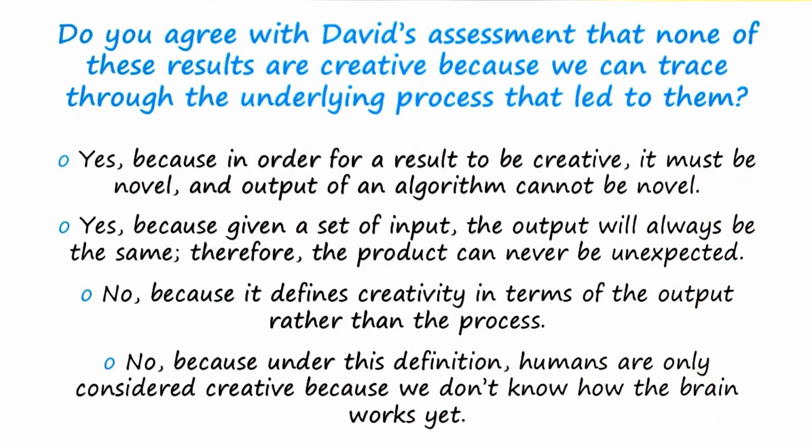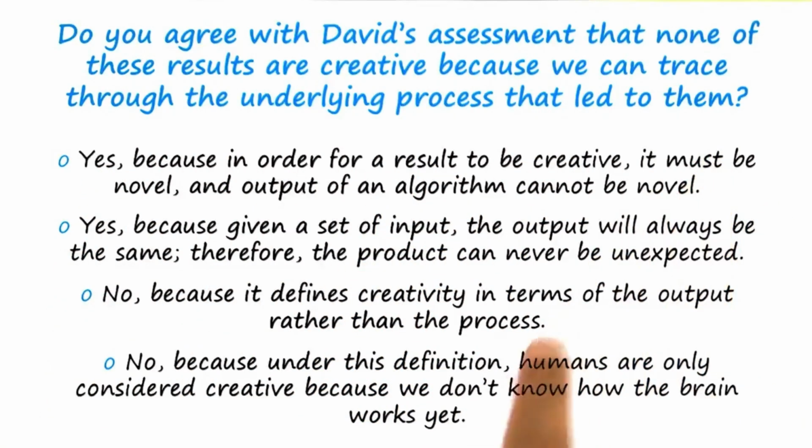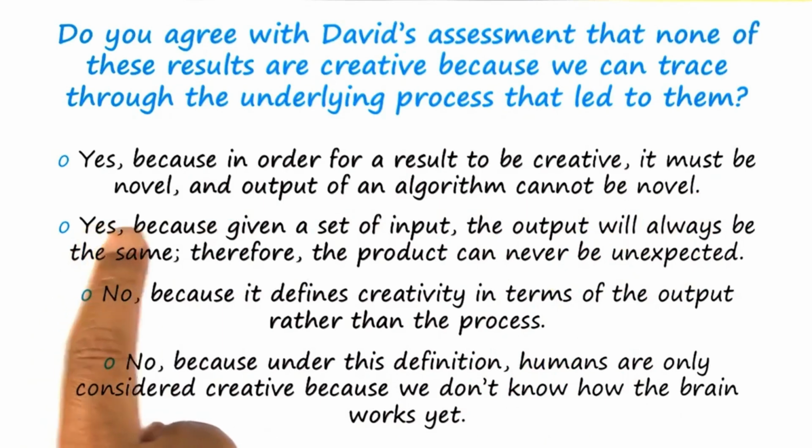Do you agree with David's assessment that none of these AI agents is creative because we can trace through the process that the agents used? Well, let's look at each of these choices one at a time. The first one says yes, because in order for a result to be creative, it must be novel. An output of an algorithm cannot be novel.